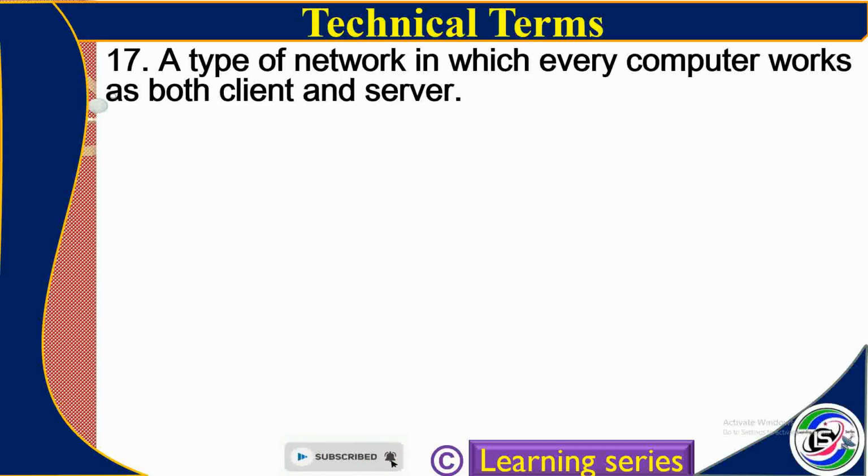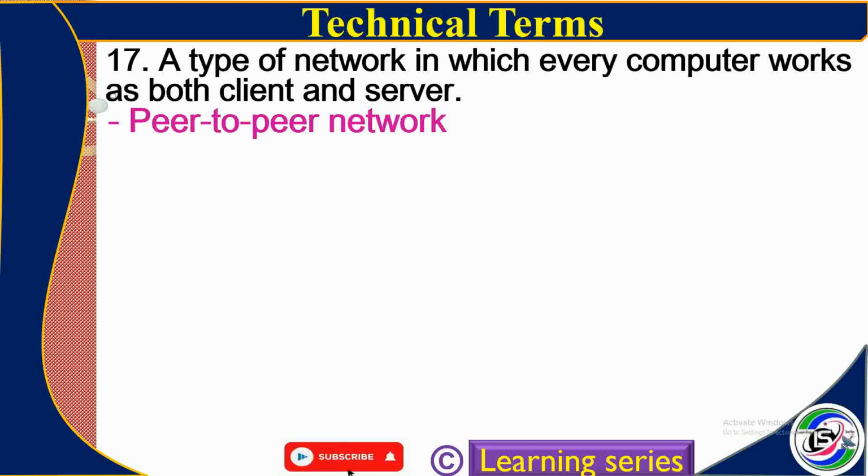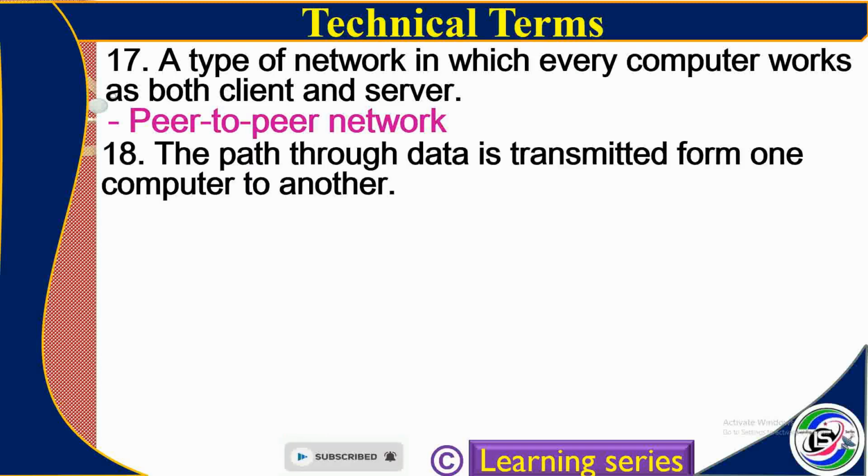17. A type of network in which every computer works as both client and server. Peer-to-peer network. 18. The path through which data is transmitted from one computer to another. Communication media.